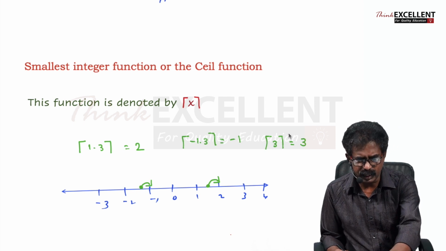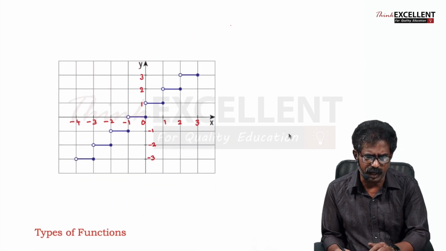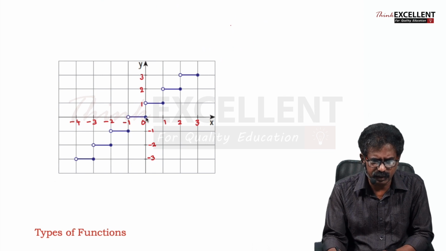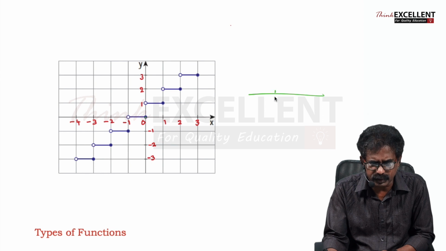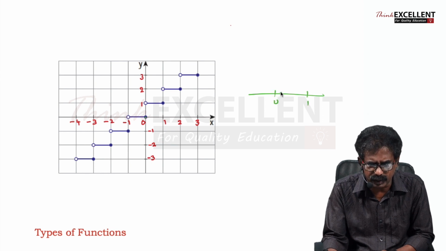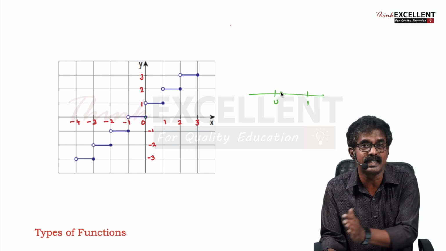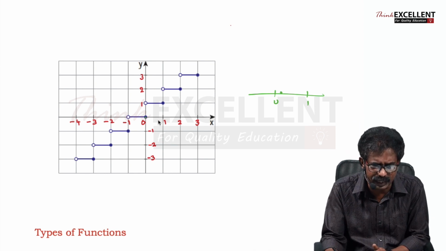Here also, if you plot the points, at 0 it is 0 only. At 0.1, we take the right side integer. The answer is what? 1. So for everything after 0, the answer is 1.